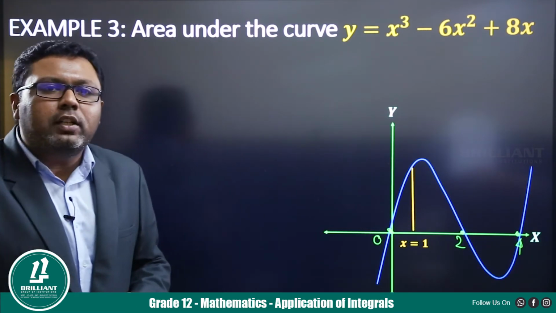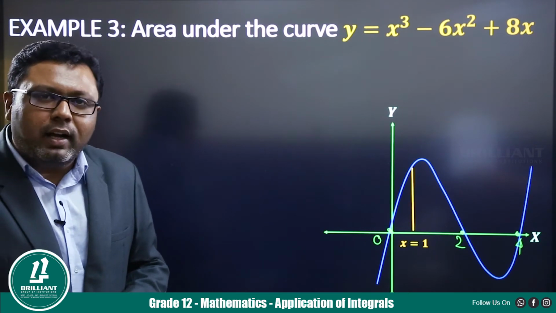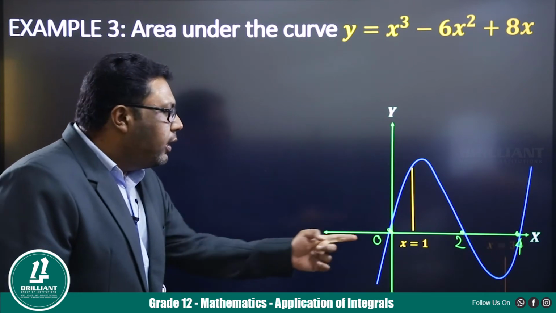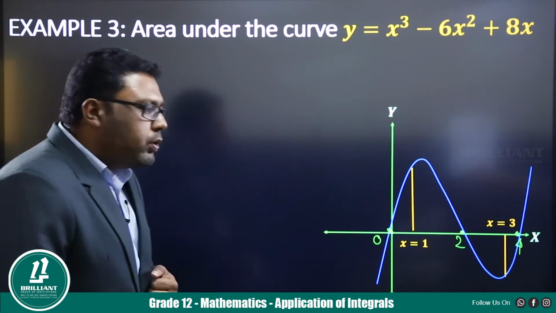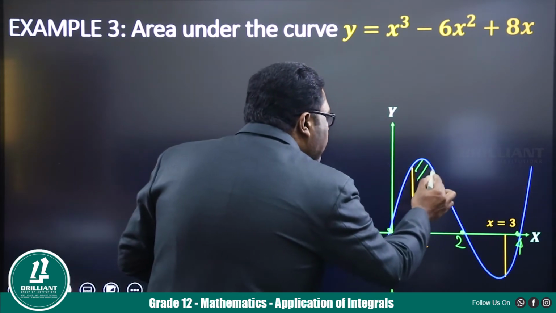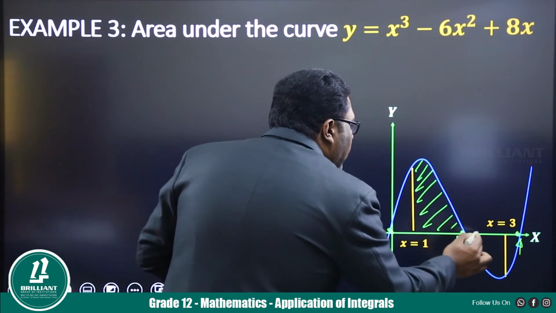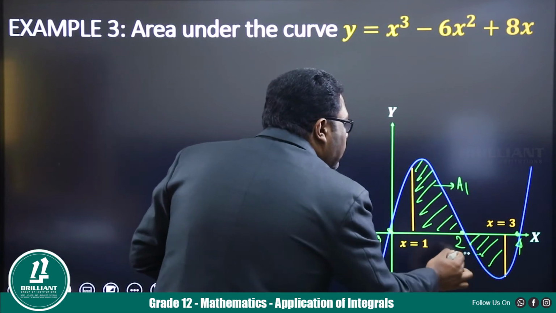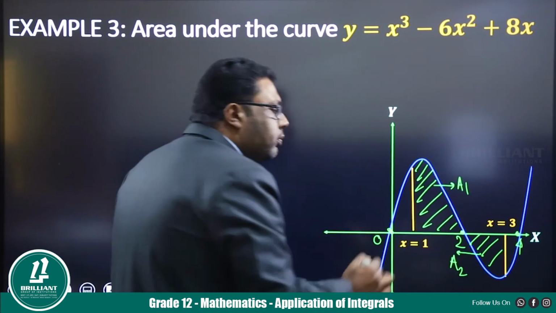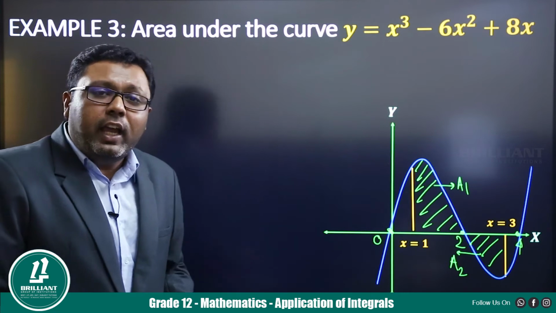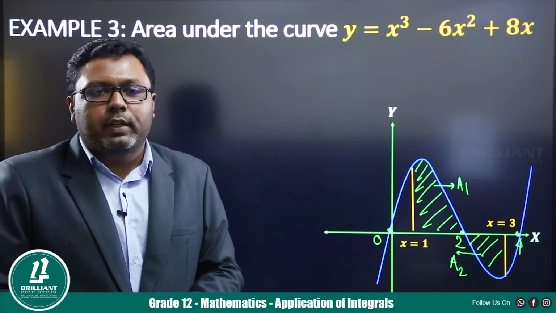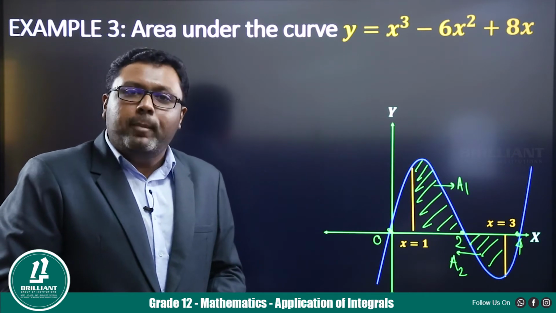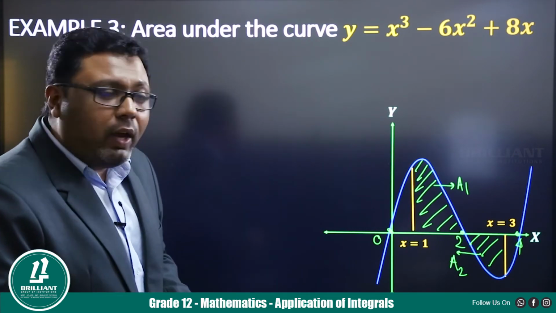Now I'm trying to find the area bounded by this graph between the abscissas x is equal to 1 and x is equal to 3. So this area we are talking about is these two. So this is my A1 and this is my A2. Now you can see that A2 is below the x-axis. So when you're finding the area of A2, you have to apply modulus. So let's see what is the area of A1.